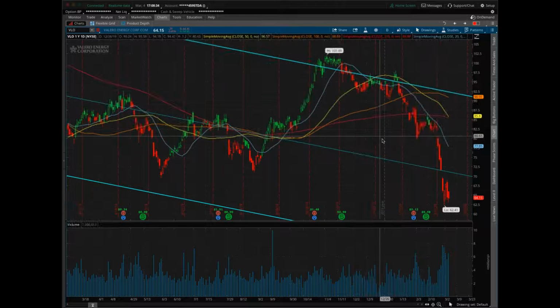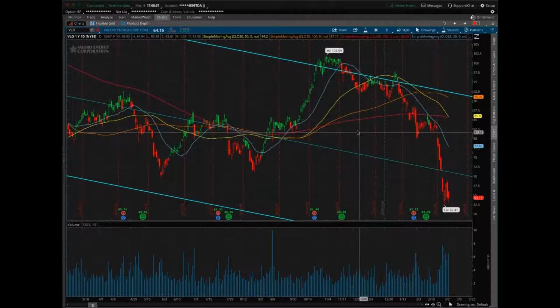Okay. Now, another thing, when these moving averages cross each other, it gives you a signal that the market is either good or bad. A strong market is going to have all of its moving averages in sequence. The 200-day is going to be at the bottom. The 100-day is going to be in the middle. The 50-day is going to be on top. And then the 20-day is going to be on top of that. That is a healthy bullish trend.